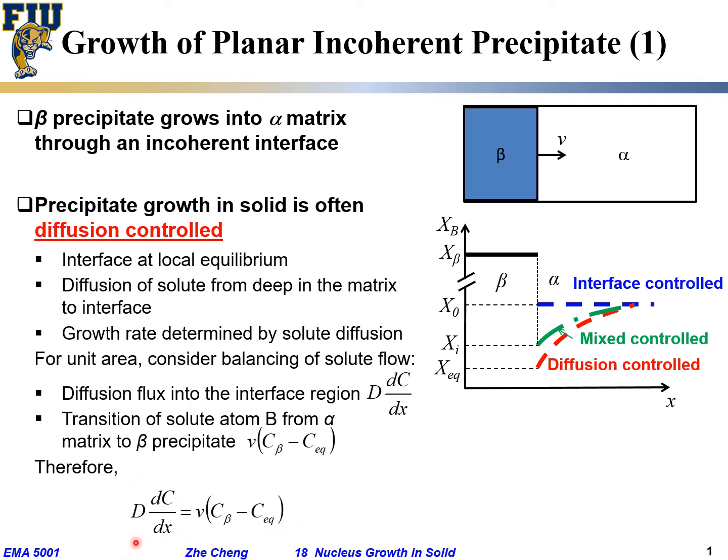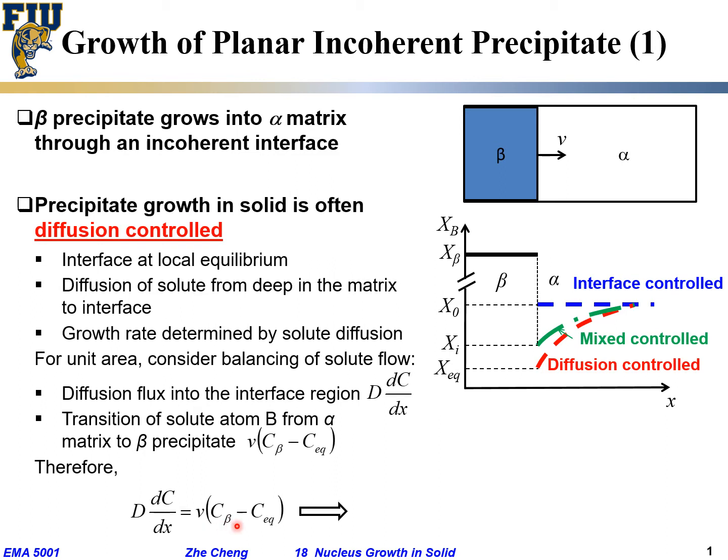Okay, the left side is flux, how fast it flows from deep region in the matrix to the interfacial region, which would be matched to the solute atom moving from the interfacial region into the precipitate. Okay, at the same time balanced, accompanied by the motion, our movement of the interface with velocity of v.